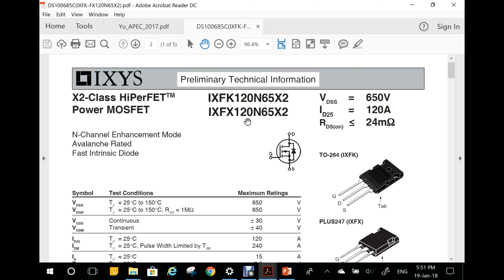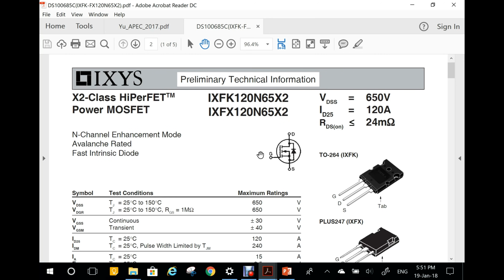Here we say 120N65, which means that this is a 650 volt device with 120 amps, and this is 24 milliohm. This is the resistance while the transistor is on. We'll talk about it later, of course. Now, very typically, we are going to have here some general description. It's an n-channel enhancement mode, which means that the transistor will conduct when you have a positive voltage on the gate. Avalanche rated and fast intrinsic diode. We'll talk about it later.